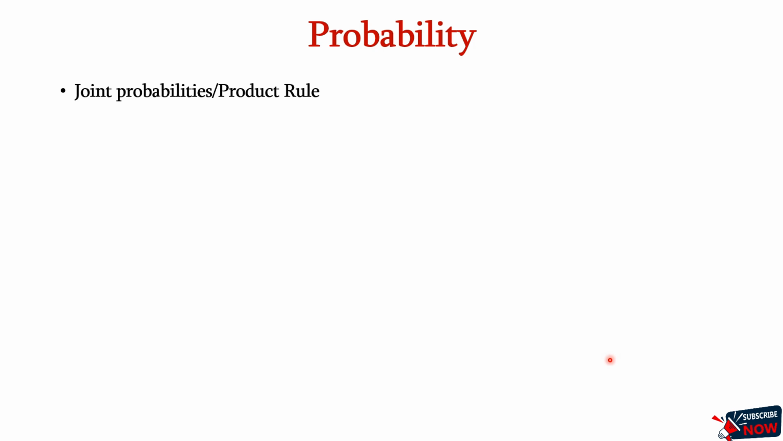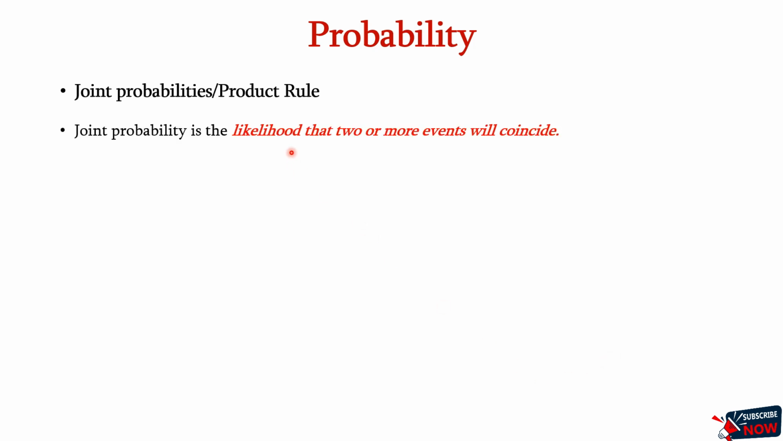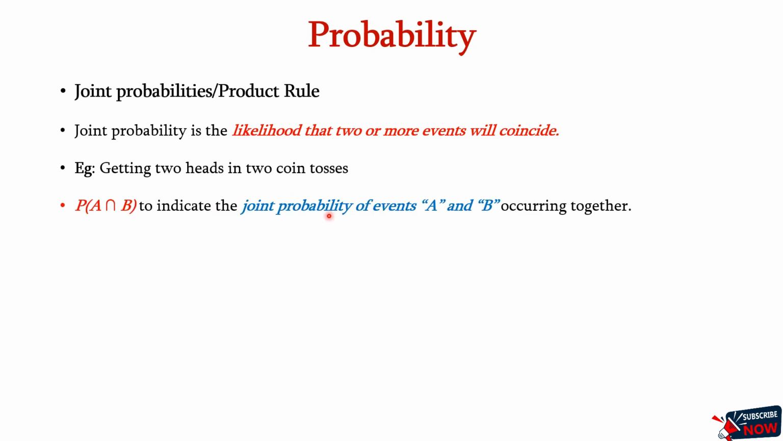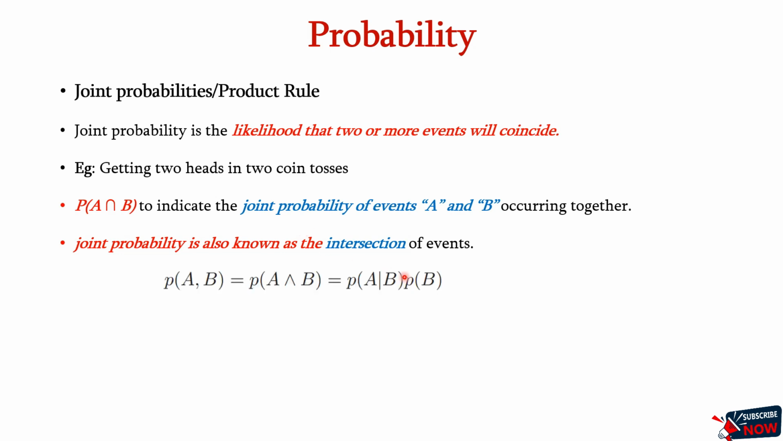Now let us see about joint probability or product rule. It is the likelihood that two or more events will coincide or occur together. For example, getting two heads in two coin tosses which occur at the same time. We can use the notation P of A intersection B to denote the joint probability of the events. It is also known as intersection of events.